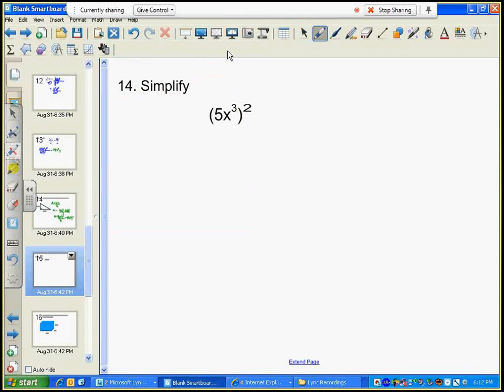Looks like I have a power of a product. The factors in my product are 5 and x to the third power. I'm going to use my power of a product rule. Rewrite this as 5 squared times x cubed squared, each factor to the power of 2. That becomes 25. Ooh, got a power to a power. Multiplying, that's a fact. x to the 6th power.